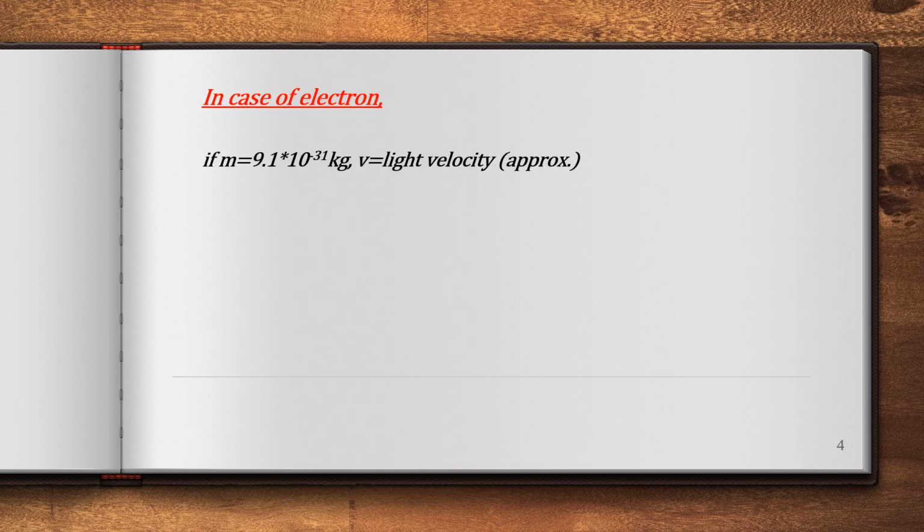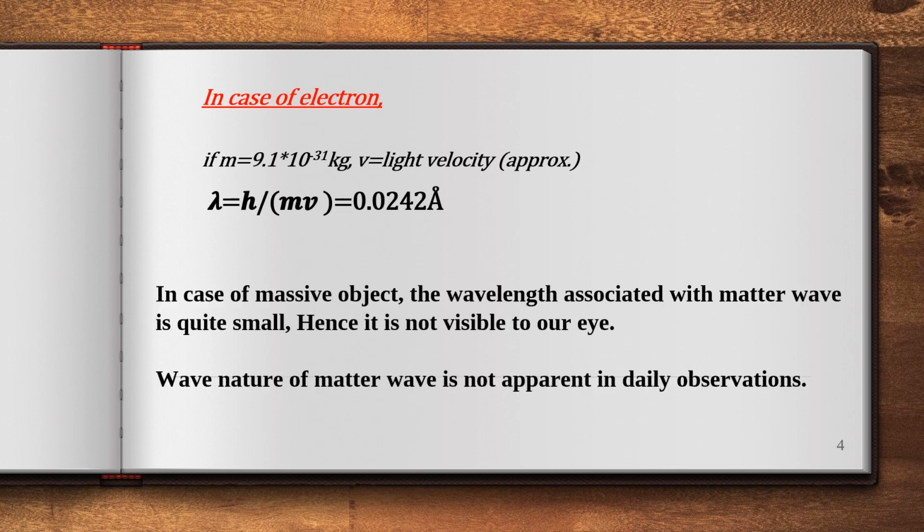In the case of an electron, the mass of the electron is 9.1 into 10 power minus 31 kg. For example, I take the velocity of the electron as approximately the velocity of light, that is 3 into 10 power 8 meters per second. Using this data, I get lambda equals 0.0242 angstrom. It is a measurable range. Whereas in the human case, it is 0.03 into 10 power minus 31. So both have a very drastic difference between the wavelength values.